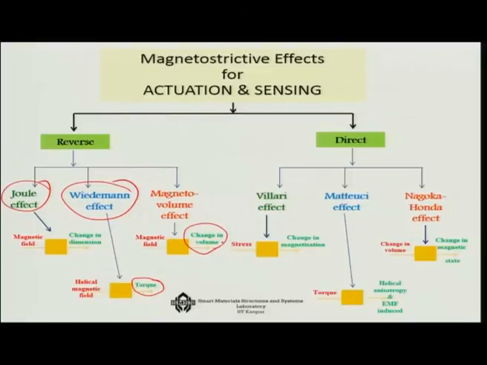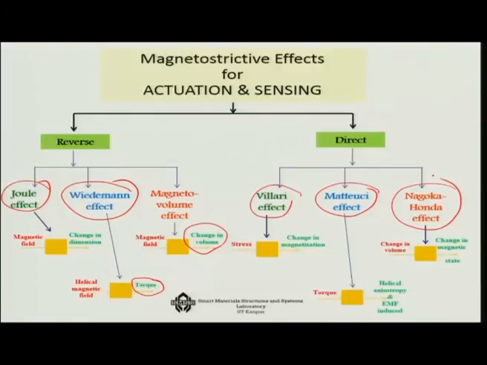Now, all these changes of volume or changes in dimensions can be used in terms of developing actuators for the system. But what are we going to do for developing sensors for the system? Then there are three techniques that you can use. One is called the Villari effect, the Matteucci effect, and the Nagaoka-Honda effect. The Villari effect actually says that if there is a strain change, then there will be a change in magnetization in the system.